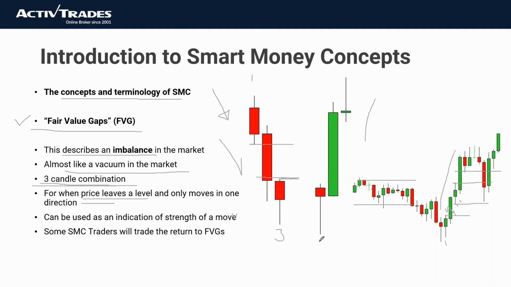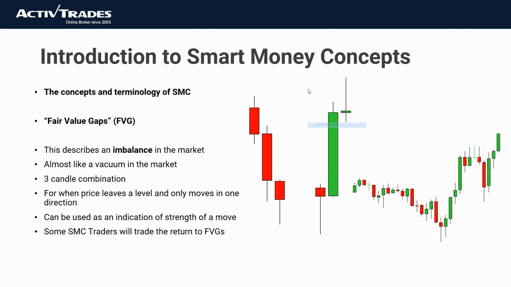On the bullish side, you can have candle 1 and candle 3, and there is no overlap between candle 1 and candle 3. That gap, because price has shot up, is an imbalance, and that's giving an indication of the strength of a possible move. Here we go, that's what happened here.